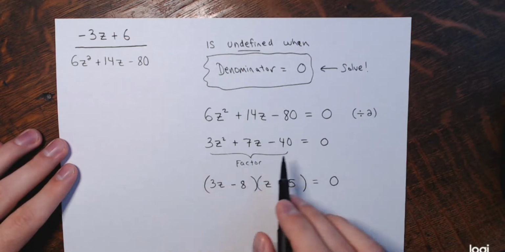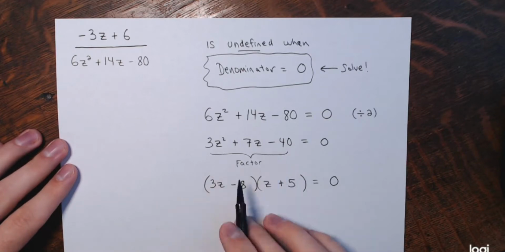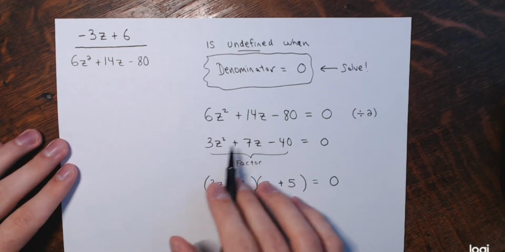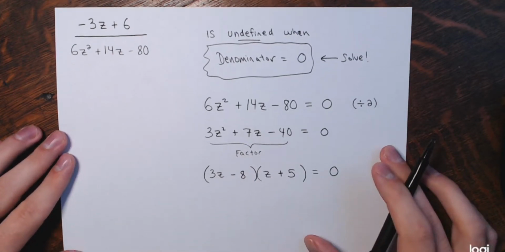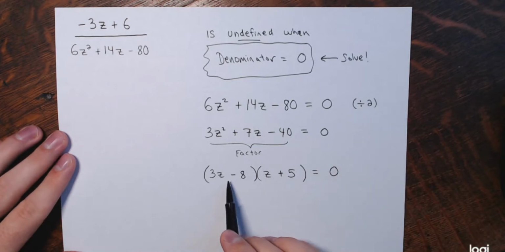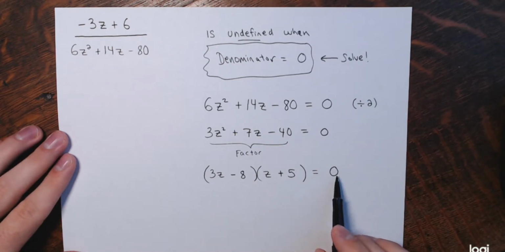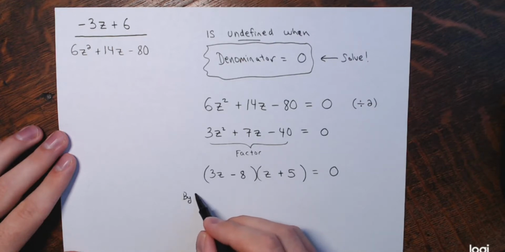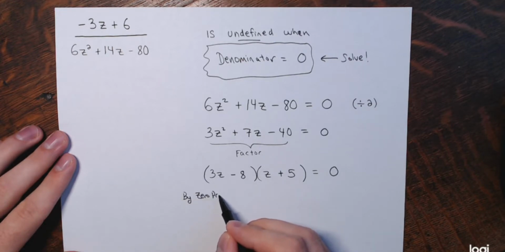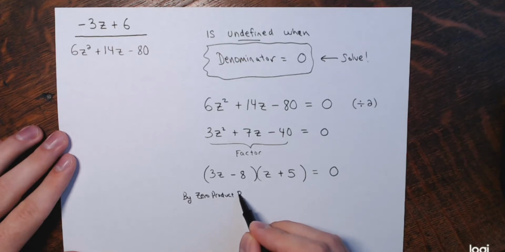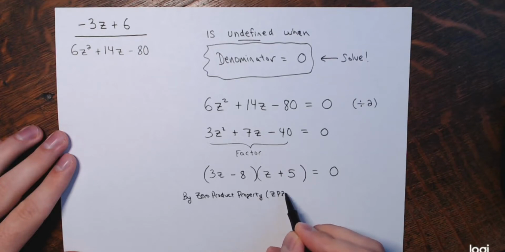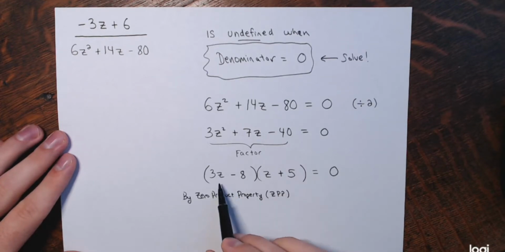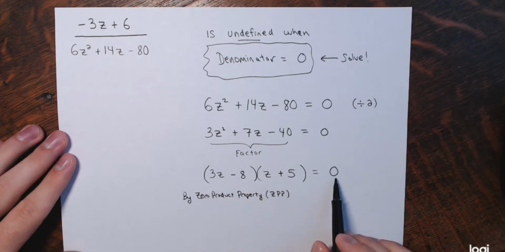Again, you can do the AC method and factor this by rewriting the middle term and factoring by grouping. I'm hoping you already know how to factor. Now I have what I want, a product equal to 0. So by the zero product property, which I'm assuming you know, and which I'll also abbreviate as ZPP for the rest of the video, the only way a product is equal to 0 is if at least one of the factors is 0.